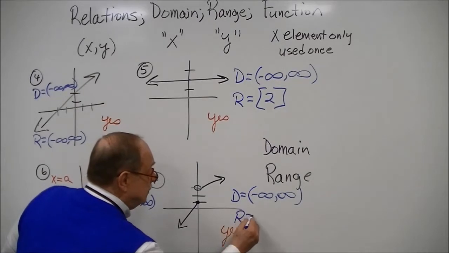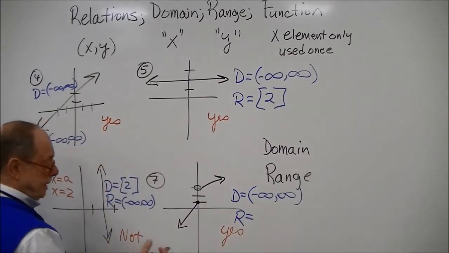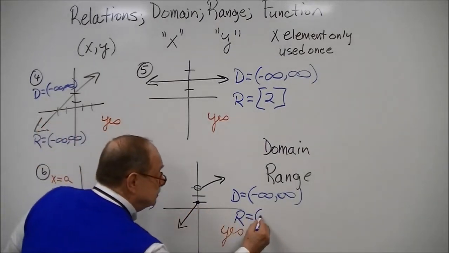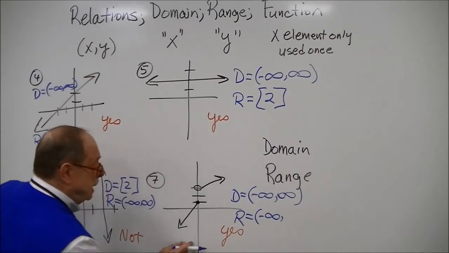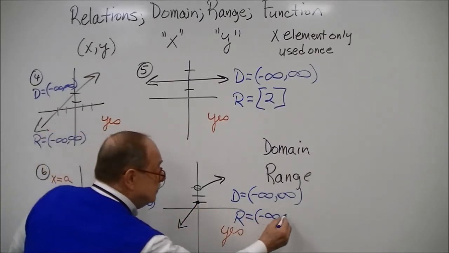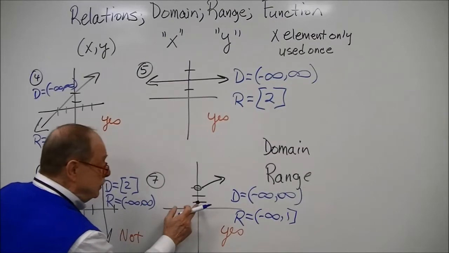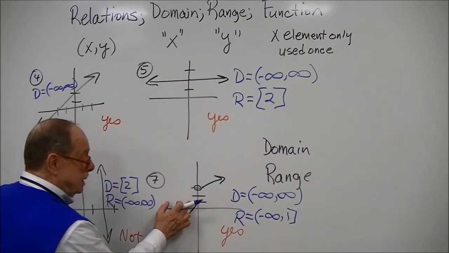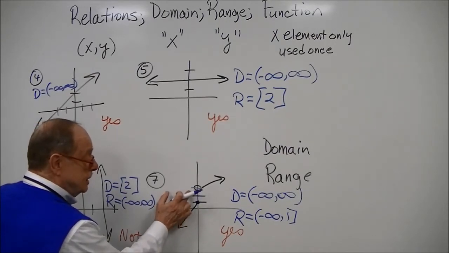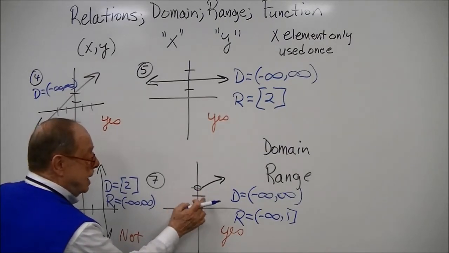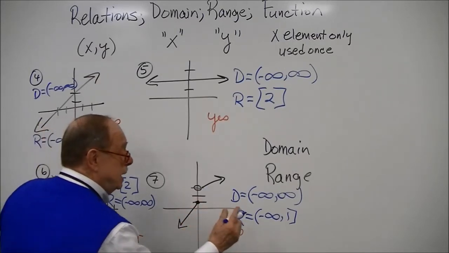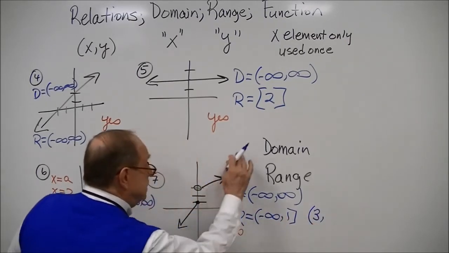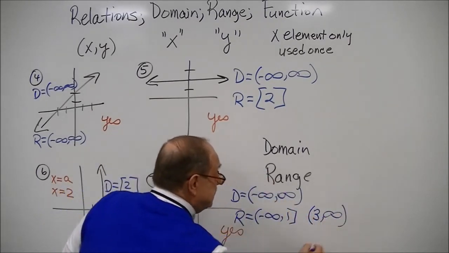Now the range, that's a little more tricky. That's coming up from negative infinity. It comes up to a positive 1, which is included in the set. But then there's a break. There's no range values in here, but it starts now at 3, but 3's not included, and it continues up to positive infinity.